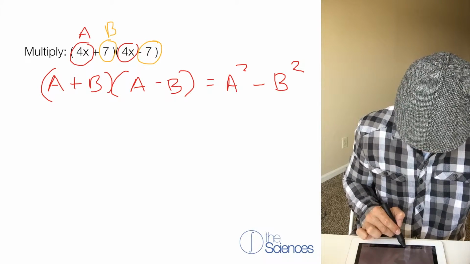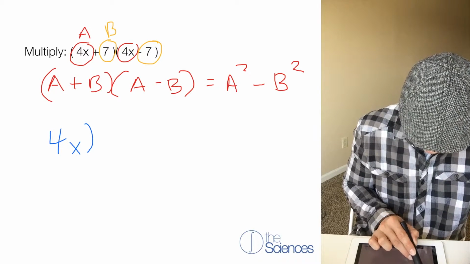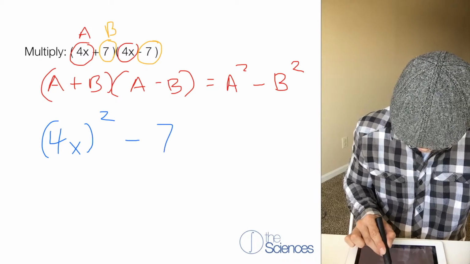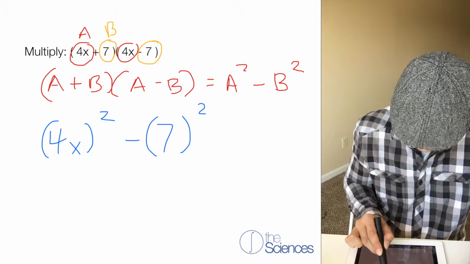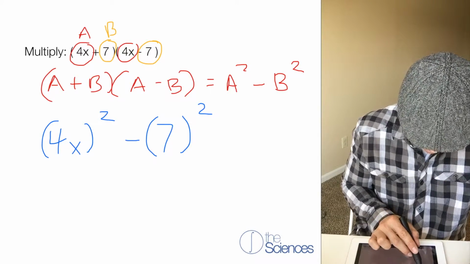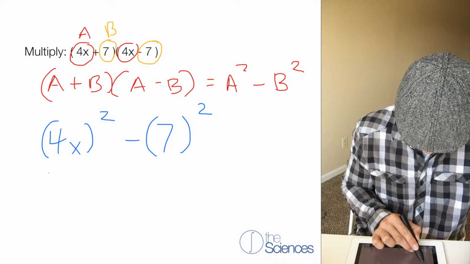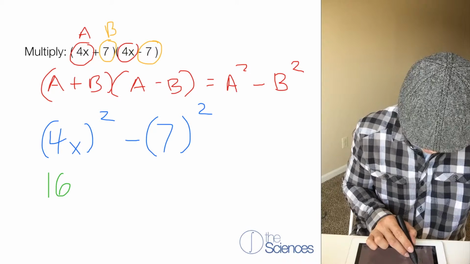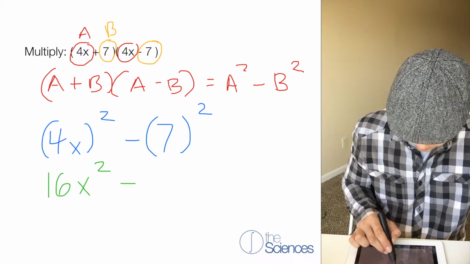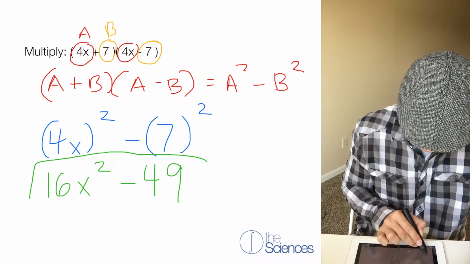So all we're going to do is take 4x squared minus 7 squared. So 4x squared is 4 times 4 is 16, and we have x squared, minus 7 squared, which is 7 times 7 is 49. So that's our answer.